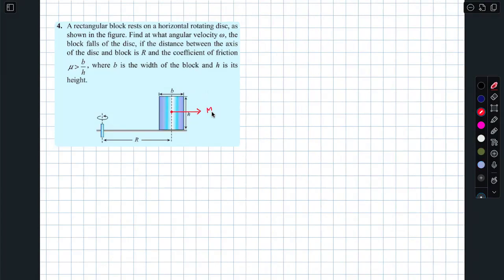So pseudo force, because of which the normal reaction acts at this point. Toppling takes place at this point N. Of course, there is friction. Friction is there. So rough surface, okay?